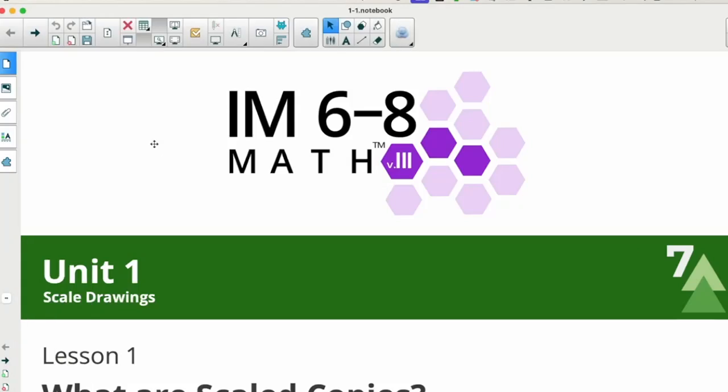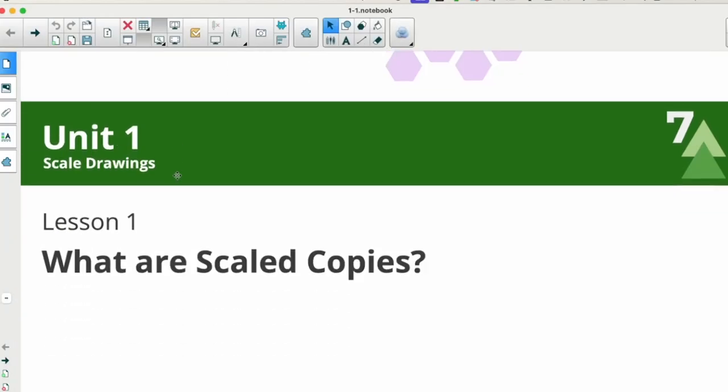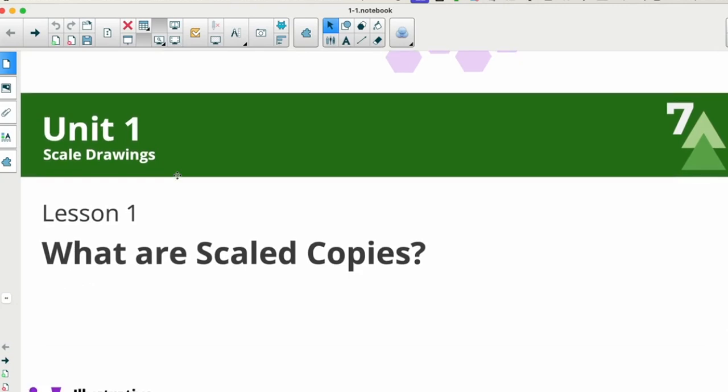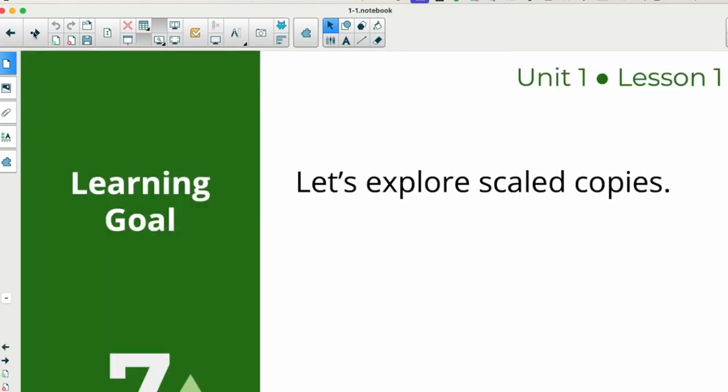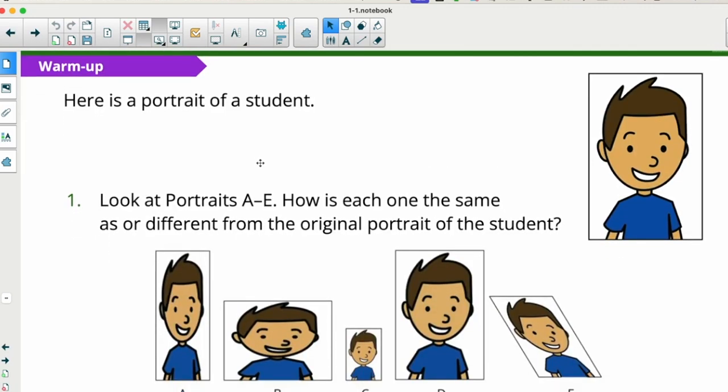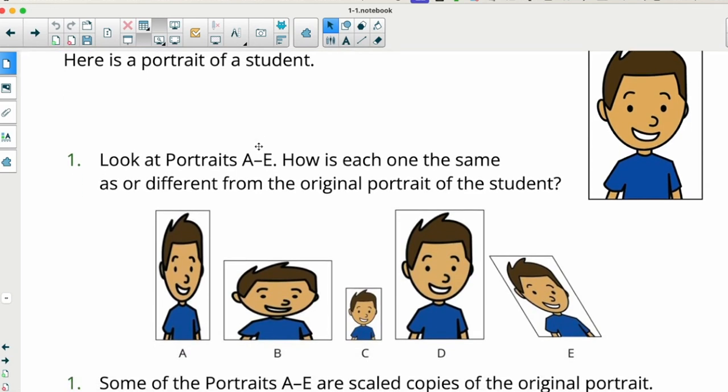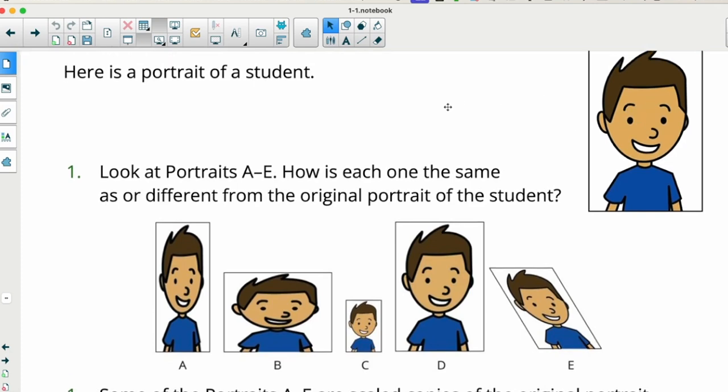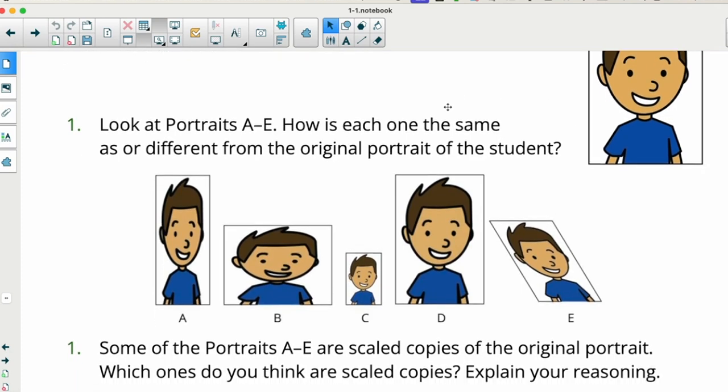Today we looked at Unit 1, Lesson 1, Scaled Drawings. What are scaled copies? We were just exploring what it meant to have a scaled copy. Here we have a portrait of a student, and it says, look at portraits A through E. How is each one the same as or different from the original portrait of the student?